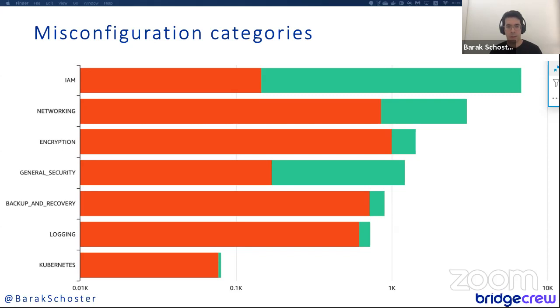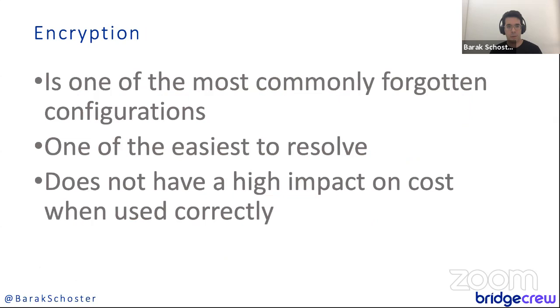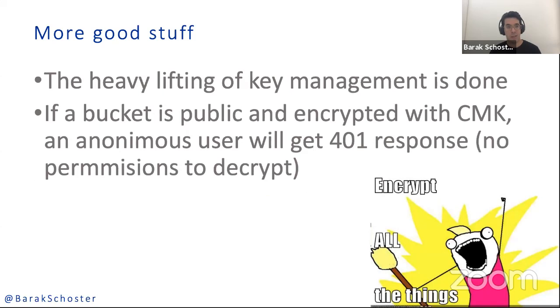All right. So let's drill down on this encryption category. Encryption is one of the most commonly forgotten configurations. And the funny thing is that configuration-wise, it's probably one of the easiest ones to resolve. And after a lot of changes in the AWS billing model, encryption really doesn't cost that much. More good stuff is that key management and key rotation can be managed by your cloud provider. You don't have to worry about that.